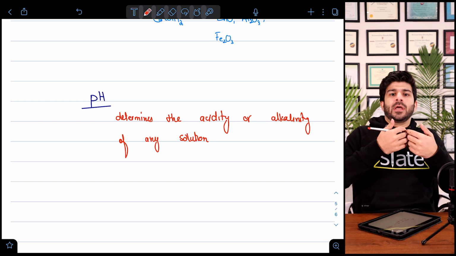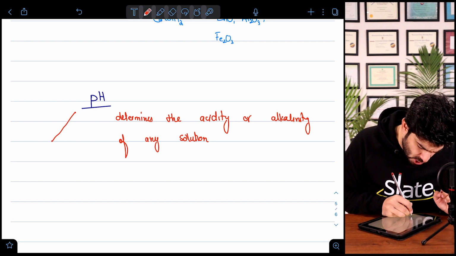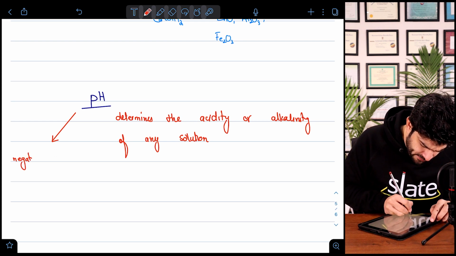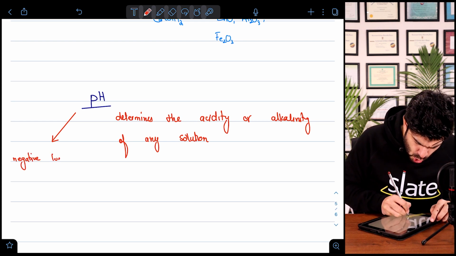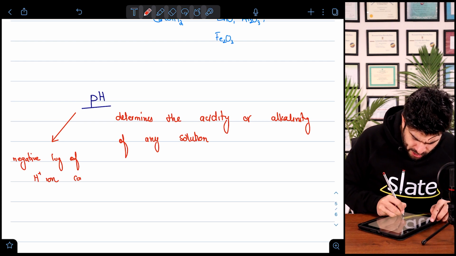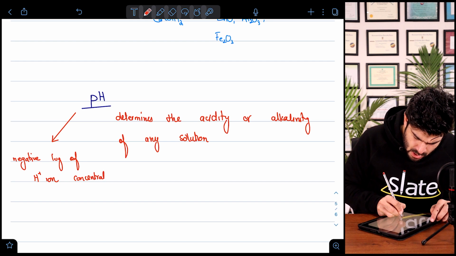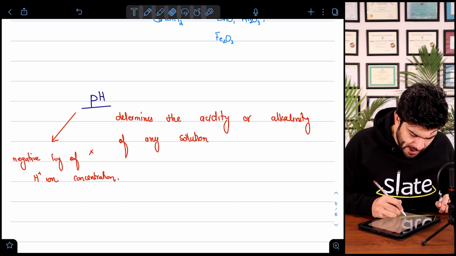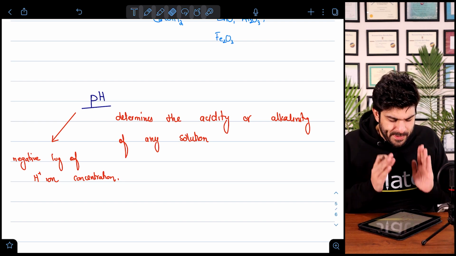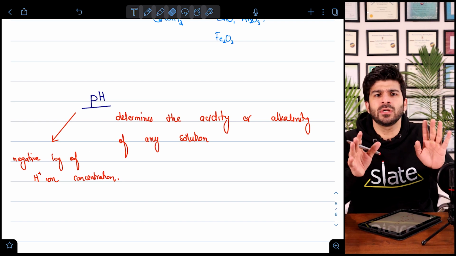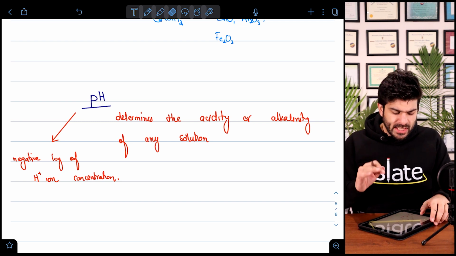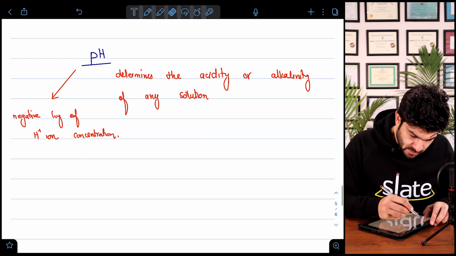So pH, what it actually means is the negative log of hydrogen ion concentration. But that is not in your syllabus, so ignore that. Don't take my cross as that it's a wrong one. pH is the negative log of hydrogen ion concentration. That's a quantitative calculation, not in O-levels. But qualitatively, pH has an important part.